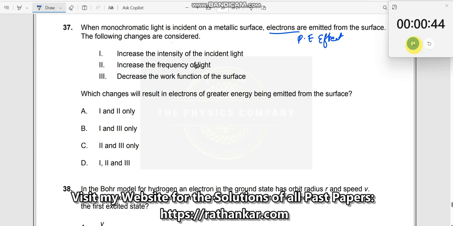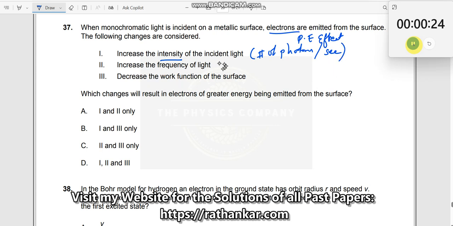Increase the intensity of the incident light. What do you mean by increasing the intensity? Intensity increase means you are going to increase the number of photons that are falling per unit time. This is what you are going to increase. Now let us look at the next one.